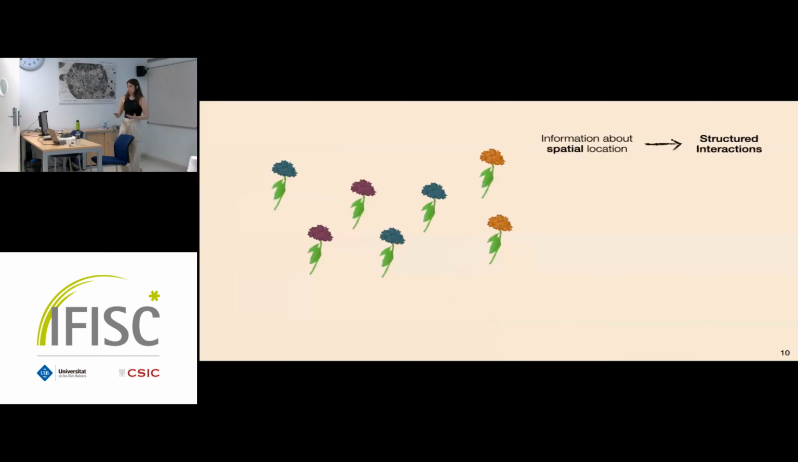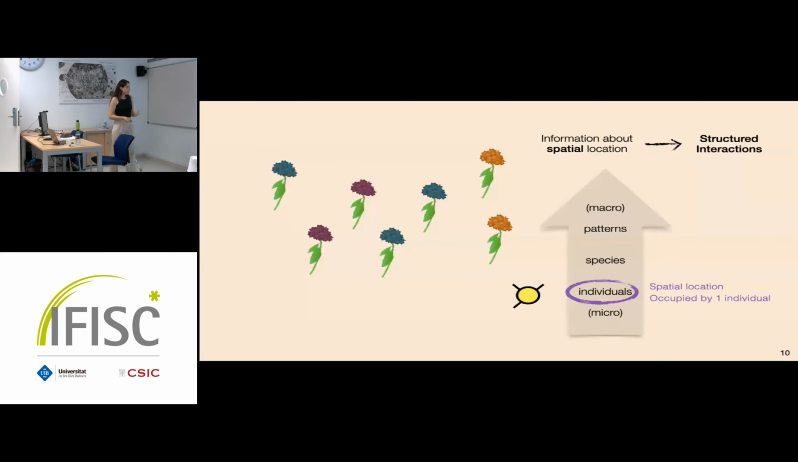And what do I mean by adding space? Well, now we want to encode the information about the spatial location of our individuals that are competing. So the competitive interactions are going to be structured. And to tackle this problem, we are going to describe it with a network at the individual level, in the sense that each node is going to symbolize a spatial location where one individual lives.